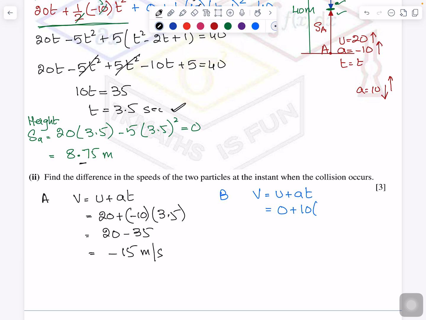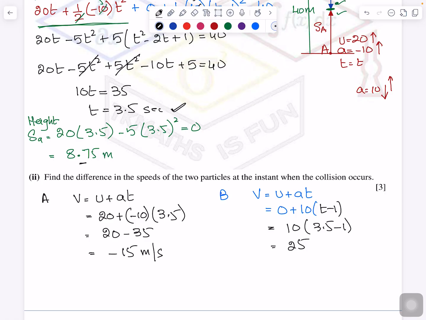And T I will take what here in this case? I will take it as T minus 1, right? Because it was dropped 1 second later. So it is 10 times 3.5 minus 1 is equals to 25.